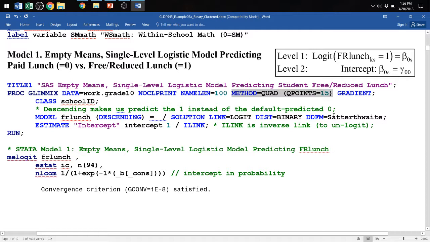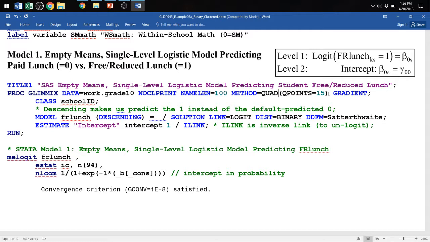And quadrature points is an option that you can specify, or you can let the program figure out how many it thinks it needs. Letting the program figure it out is probably best, but I specified it here so that my answers would be the same across the 3 packages I'm doing for these models, Stata, Mplus, and SAS. That's why I put that in.